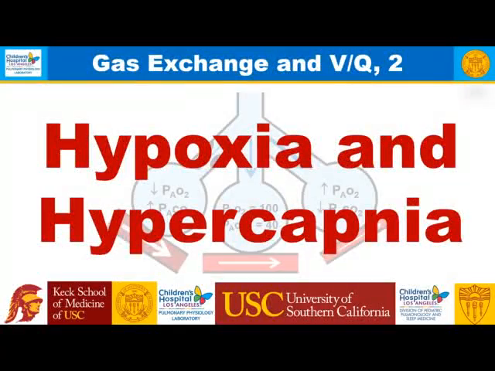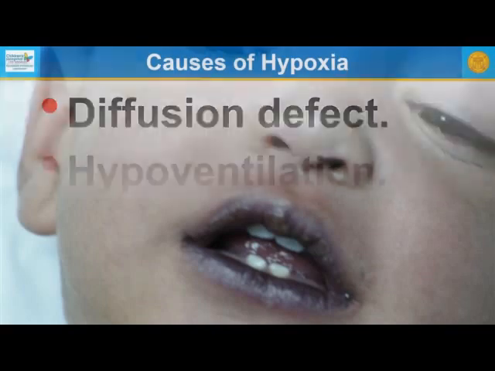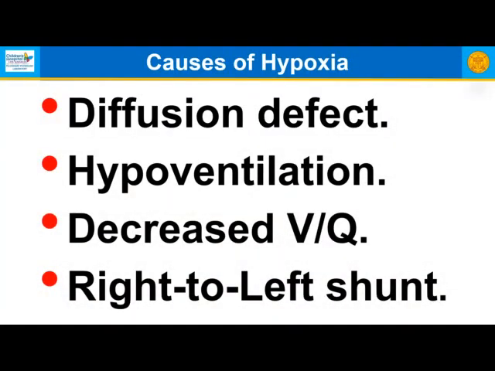So let's just finish with textbook physiologic causes of hypoxia. So this is cyanosis. The textbook causes of hypoxia are diffusion defects, hypoventilation, decreased VQ, either regional or uniform, and right to left shunt. Now, remember, we talked about the fact there are no diffusion defects in animals or man that cause isolated hypoxia at rest. But at least theoretically, diffusion defects can cause hypoxia.